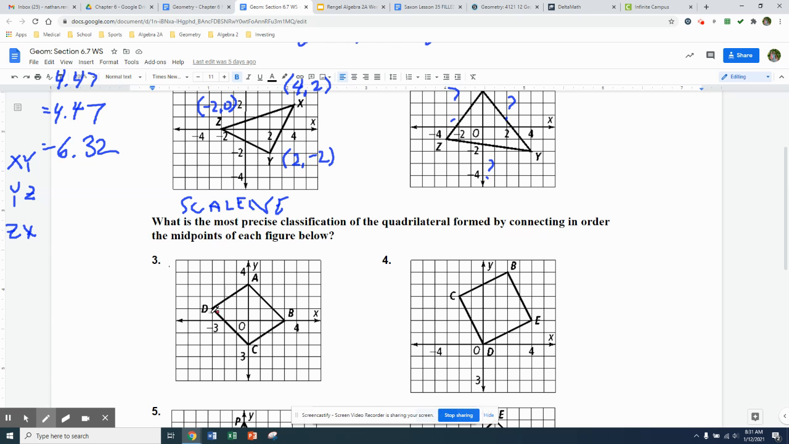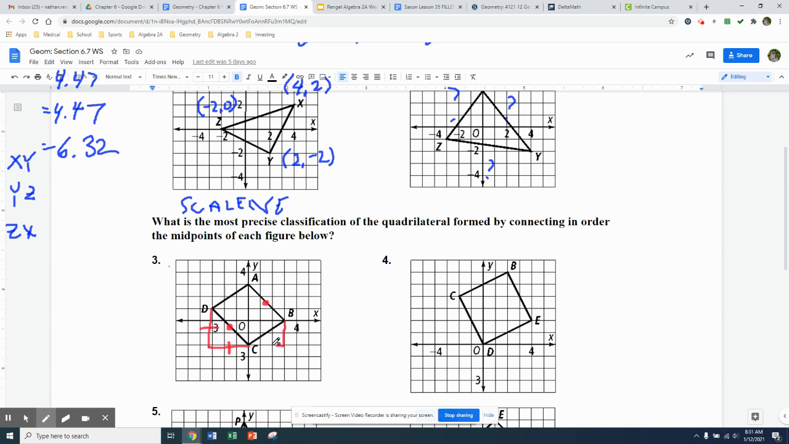And to find the midpoint, you can use the midpoint formula, but you can also just find the halfway point between your x's, which would be right here, and the halfway point between your y's, which would be right here. So that means my midpoint is right here. You find that halfway point between your x's, find that halfway point between your y's, and that's going to be where your midpoint is. So that means I have a midpoint up here.